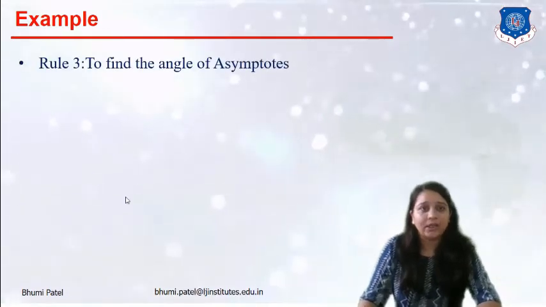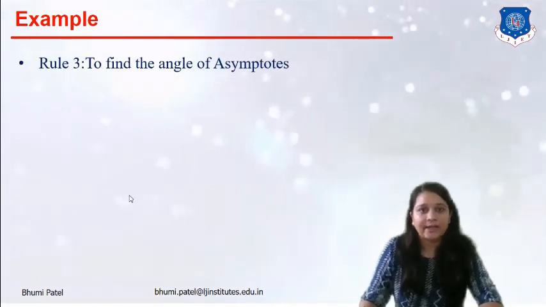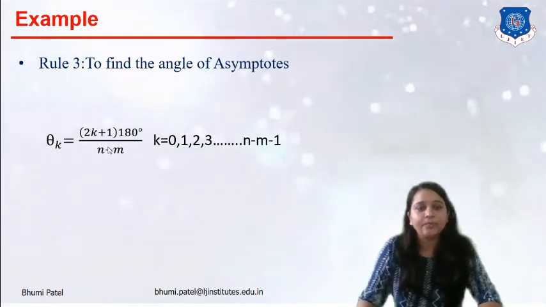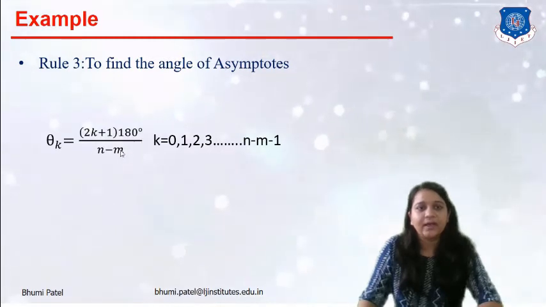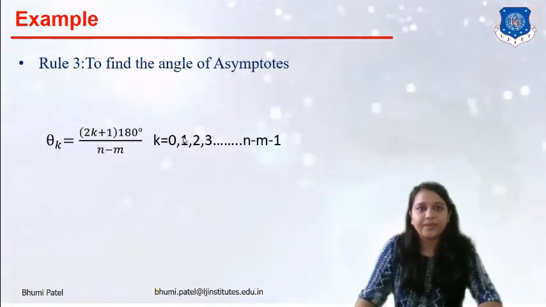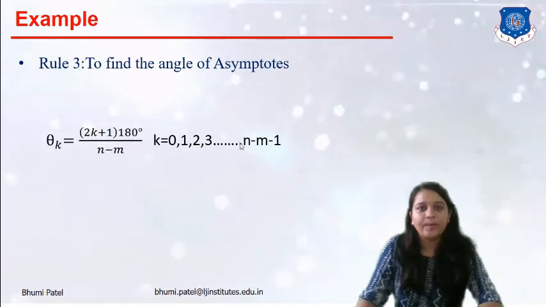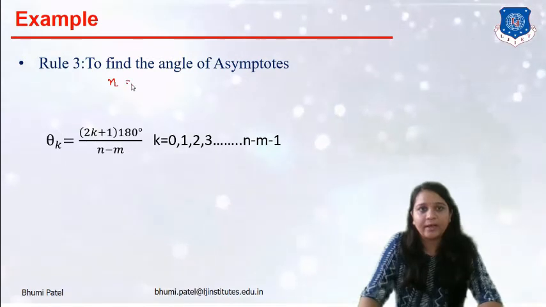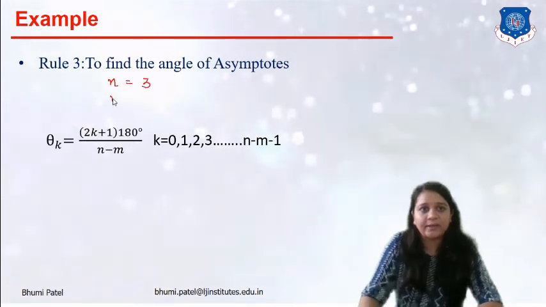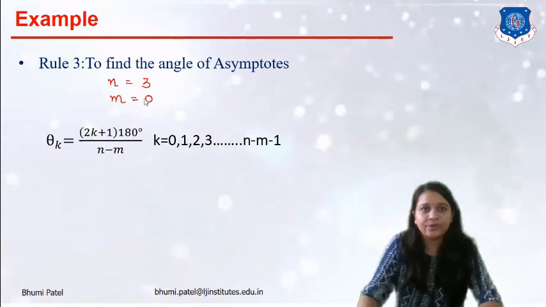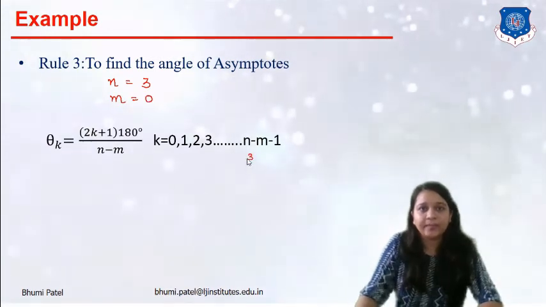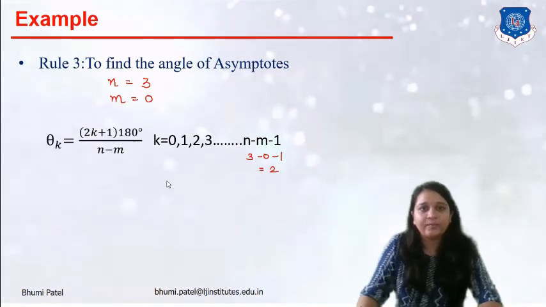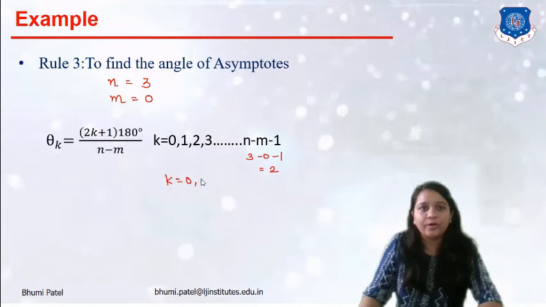Now step number 3, find the angle of the asymptotes. The equation of the asymptote angle is theta k equal to (2k plus 1) times 180 divided by (n minus m), where k is equal to 0, 1, 2 up to n minus m minus 1. Here n is the number of poles, which is 3, and the number of zeros m is 0. So n minus m minus 1 is equal to 2, so the value of k is 0, 1, 2.